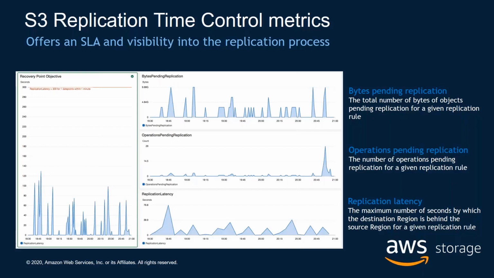Replication latency tells you the maximum amount of time that the destination region is behind the source region for the given replication rule. If your replication latency is 80 seconds, as seen in the image on the bottom right, that means if you were to fail over to the destination bucket, you would be able to recover all operations up until t minus 80 seconds.